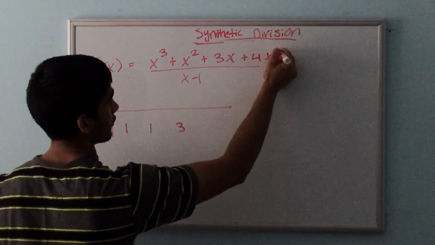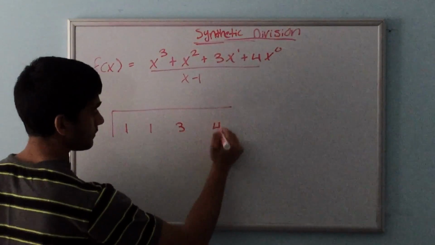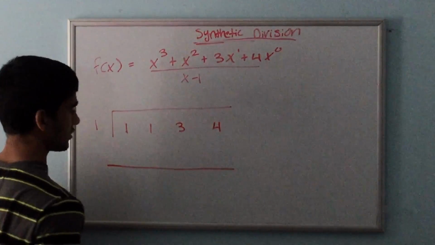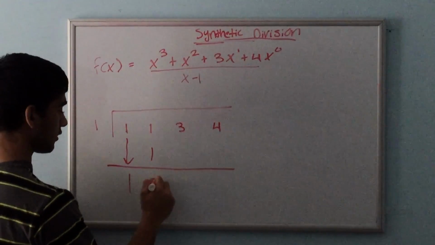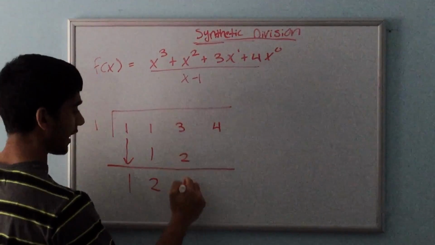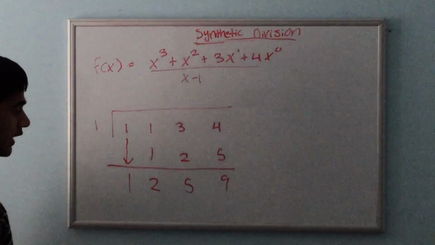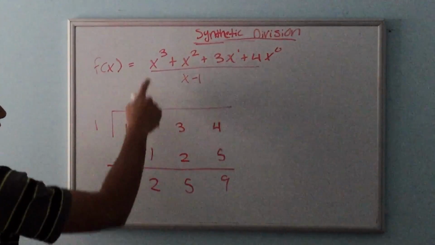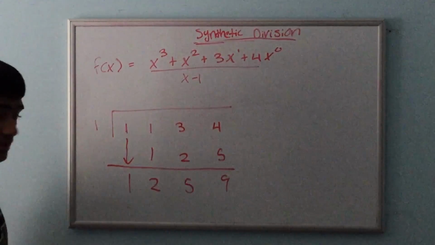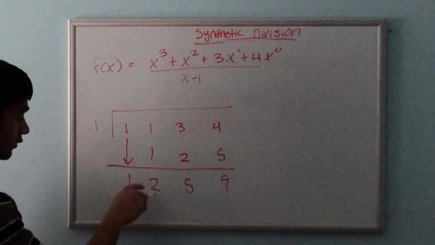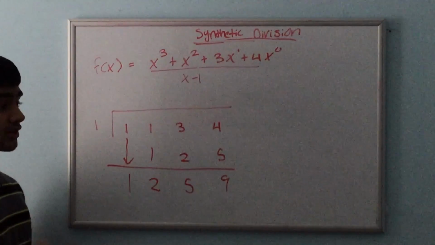Remember, this is x to the 0th power, and this is x to the first power, and the coefficient of x to the 0th power is 4. Then we begin synthetic division. Remember, bring this 1 down, multiply, add, multiply, add, multiply, add, and now we have 4 coefficients. Remember, if we divide x cubed by x, we get x squared now. So this coefficient is the coefficient of x squared, this coefficient is the coefficient of x to the first, and this coefficient is the coefficient of x to the 0th power.